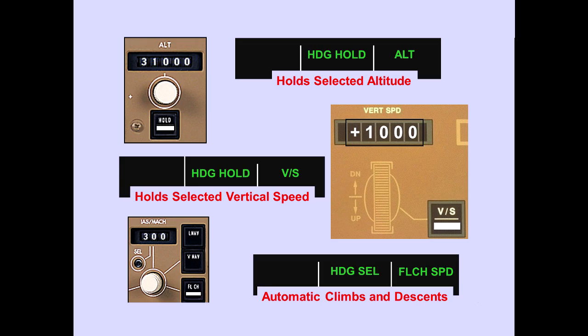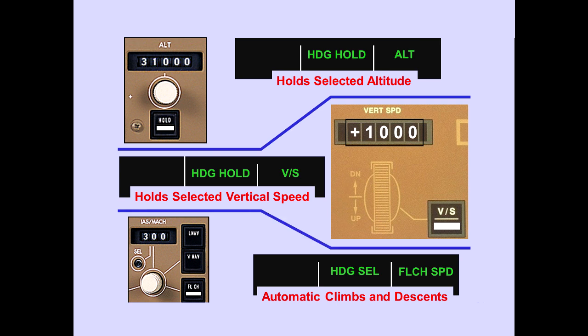Let's review some of the main points we just discussed about the pitch modes. The altitude mode captures and holds the selected altitude. The vertical speed mode holds the selected vertical speed. The flight level change mode executes automatic climbs and descents to the selected altitude at the selected airspeed.